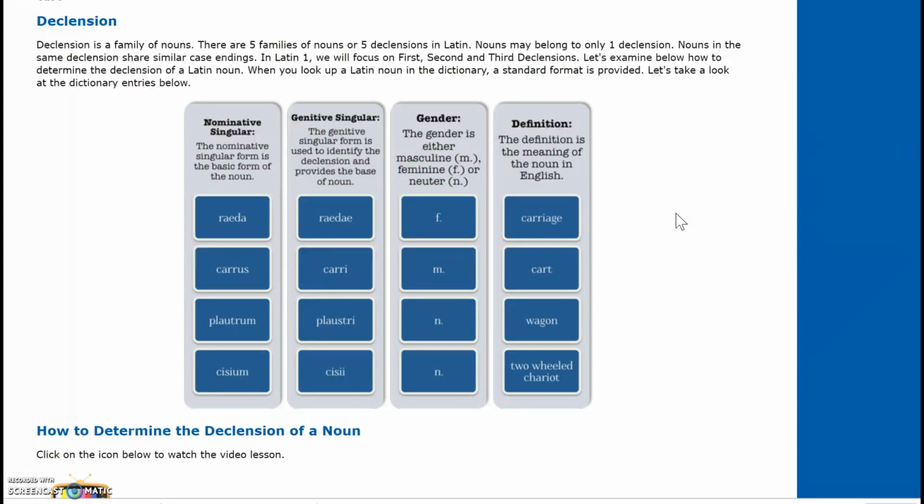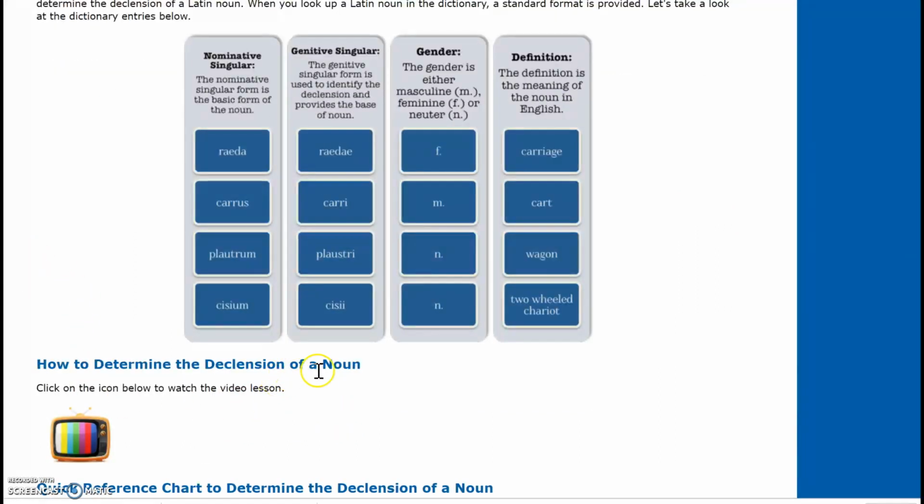But when you take your quizzes or when you take the test, the testing program expects you to go ahead and spell those words out and actually type masculine, feminine, neuter. So make sure that you do that. So let's look at how we would determine the declension of a noun.